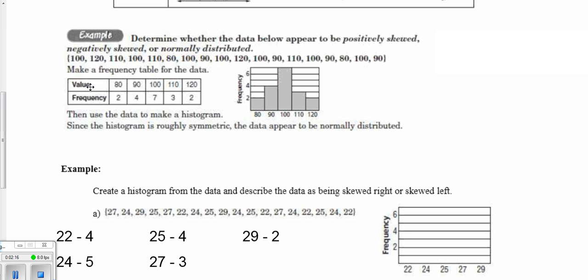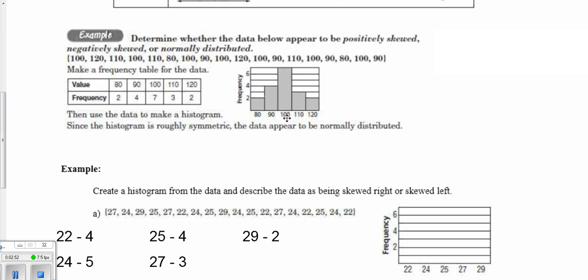Using that frequency table, then, we can make what's called a histogram. A histogram just says we're going to take these values, so like 80, 90, 100, 110, and 120, and then chart out how many times each one of them happened. So 80 happened twice, 90 happened 4 times, 100 happened 7 times, 110 happened 3 times, 120 happened 2 times. Since this histogram is roughly symmetric, it basically looks almost the exact same. This one is just one away from being the exact same as that one. We would call this normally distributed.